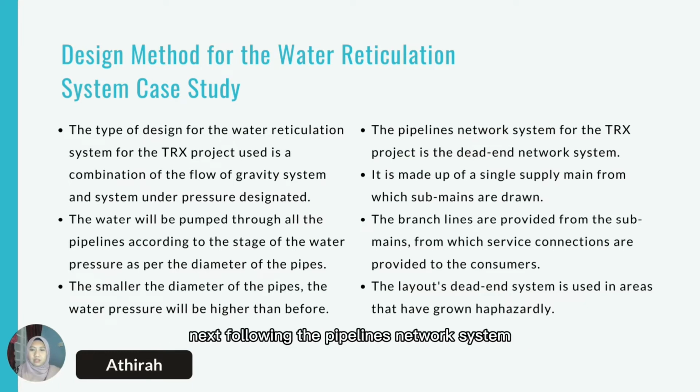Next, following the pipelines network system for the TRX project, which is the dead-end network system. This method is also referred to as a tree system, and it is made up of a single supply main, from which submains are drawn, and the branch lines are provided from the submains, from which service connections are provided to the consumers. And also, the dead-end layout system is used in areas that have grown haphazardly.